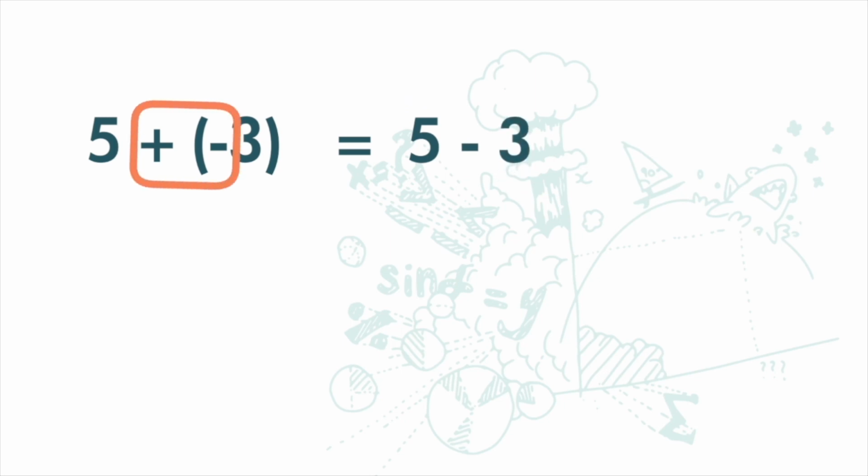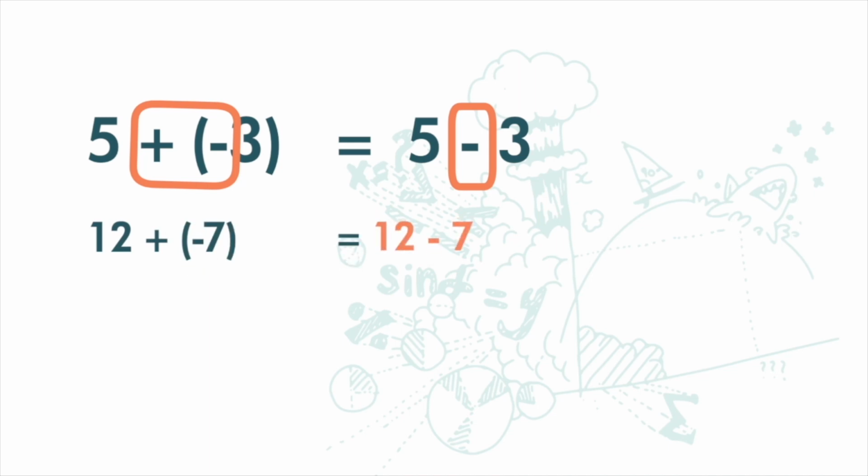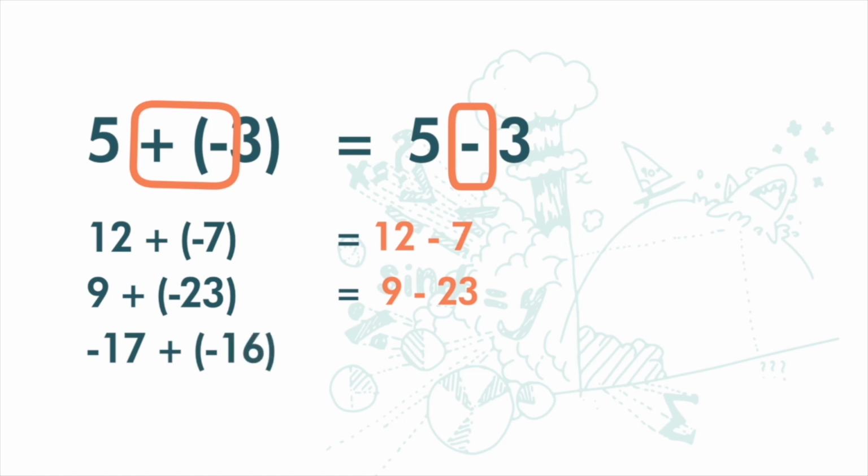Plus negative become minus. So 12 plus negative 7 is the same as 12 minus 7. 9 plus negative 23 is the same as 9 minus 23. Negative 17 plus negative 16 is the same as negative 17 minus 16.